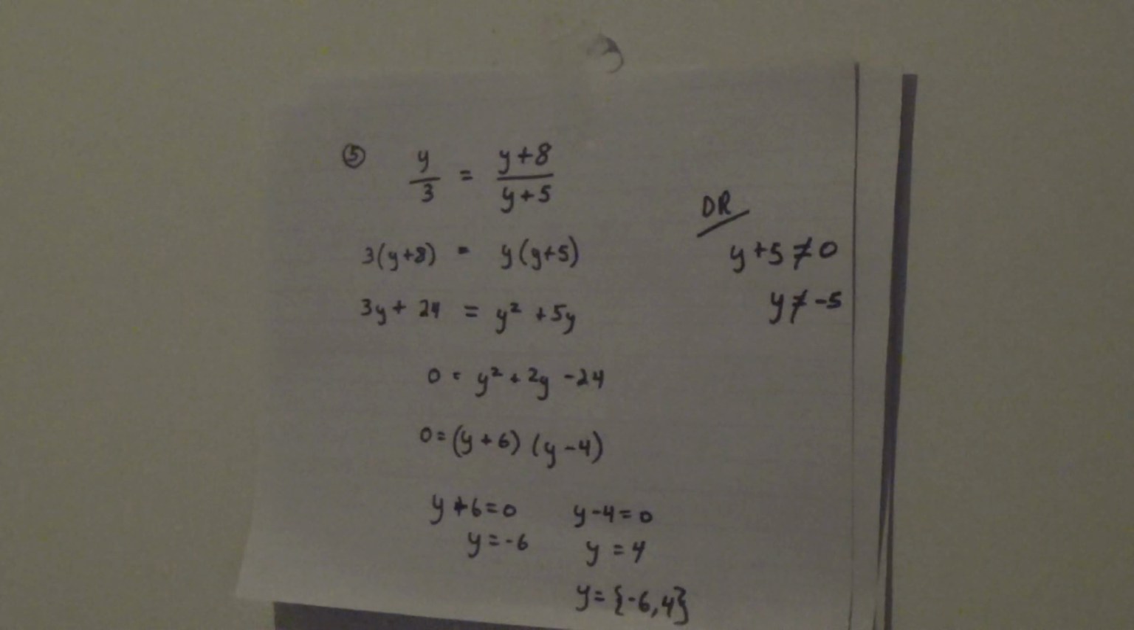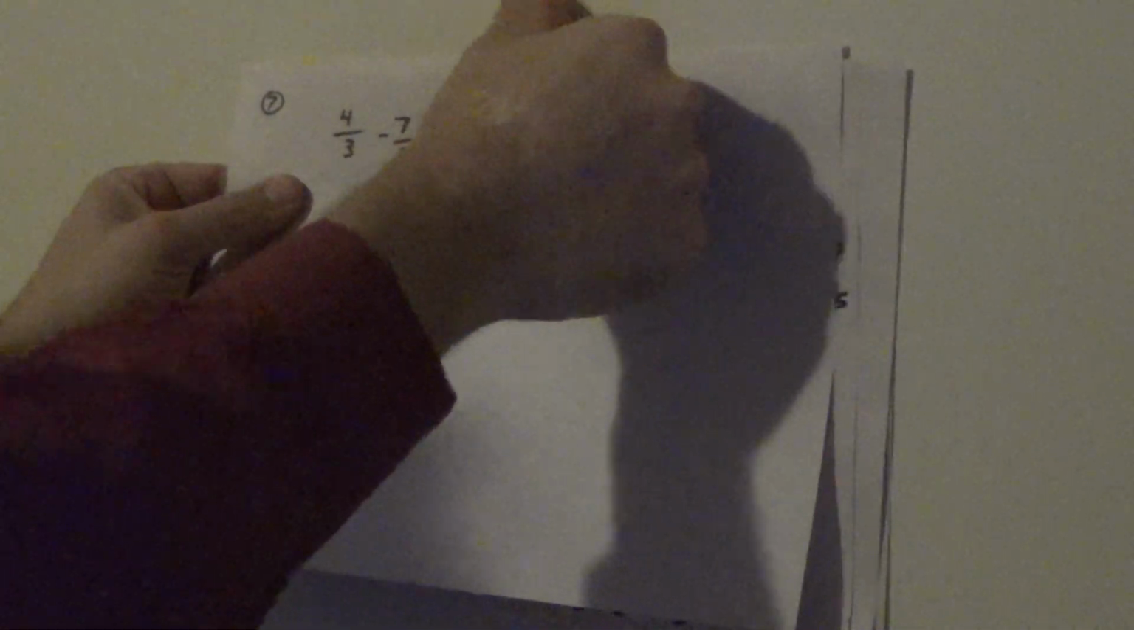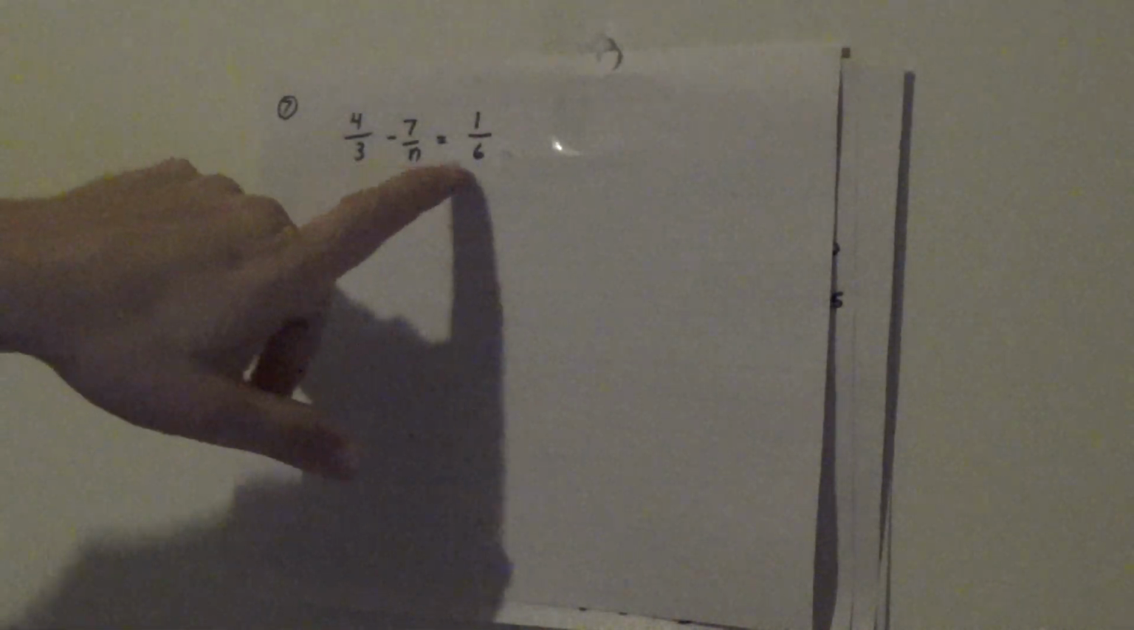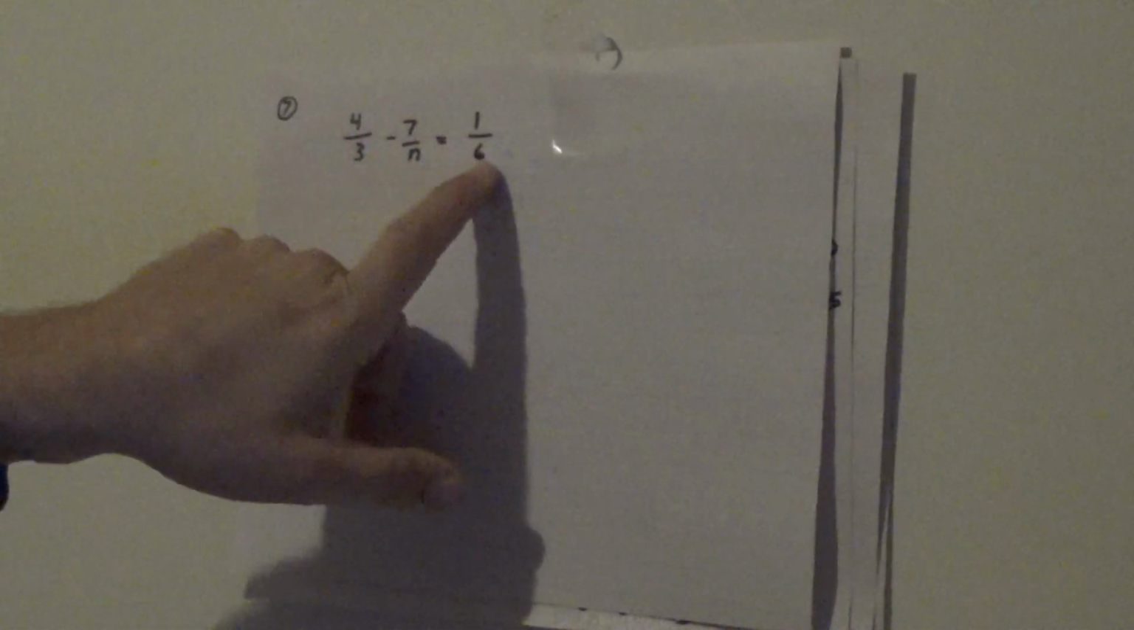Okay, let's look at the back. There's something interesting about the back. Number 7 here. Number 7 has 3 fractions. When you have it like that, you can't just cross multiply. It has to be a fraction equaling a fraction.